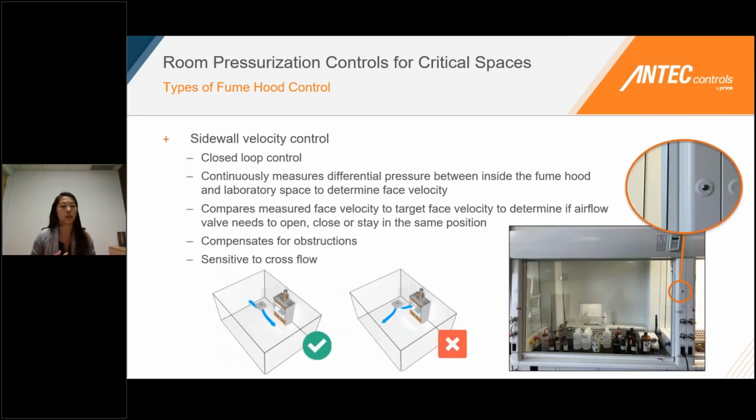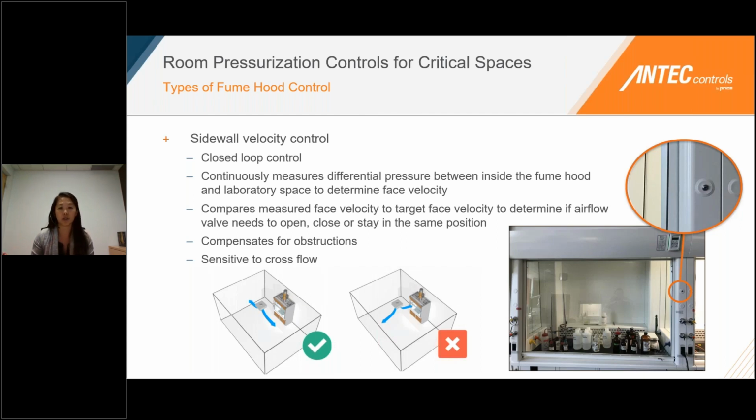The second type of fume hood control we have here is sidewall velocity control. So this is going to be our closed loop option, where we're continuously measuring the differential pressure between the inside of the hood and then the space itself. So this is closed loop control because we are truly measuring the face velocity, and if that face velocity doesn't match what the target is, the controller is going to move the airflow valve a specific amount.